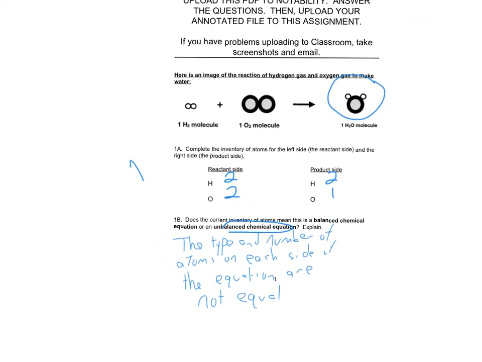Great. So because we had our atom count going 2-2 for hydrogen and oxygen on the left side, but 2-1 on the right side, that's not the same number and types of atoms. So that's an unequal or unbalanced chemical equation.